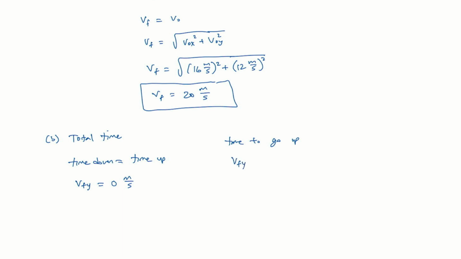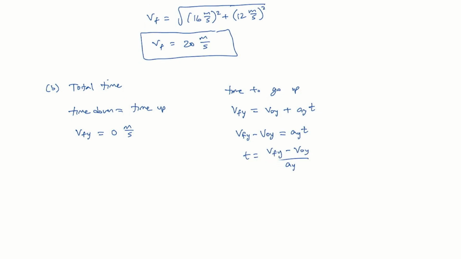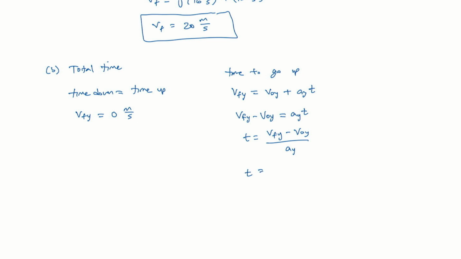Okay, so vfy is equal to v naught y plus ay times the time. Time is what we're looking for. Subtract v naught y from both sides. So we have vfy minus v naught y, that's equal to a sub y times t. And so we see the time is the difference in velocities, vfy minus v naught y, divided by the acceleration in the y direction.